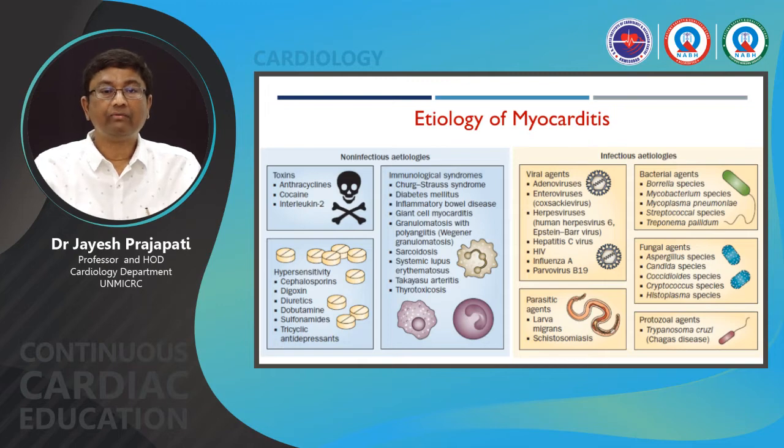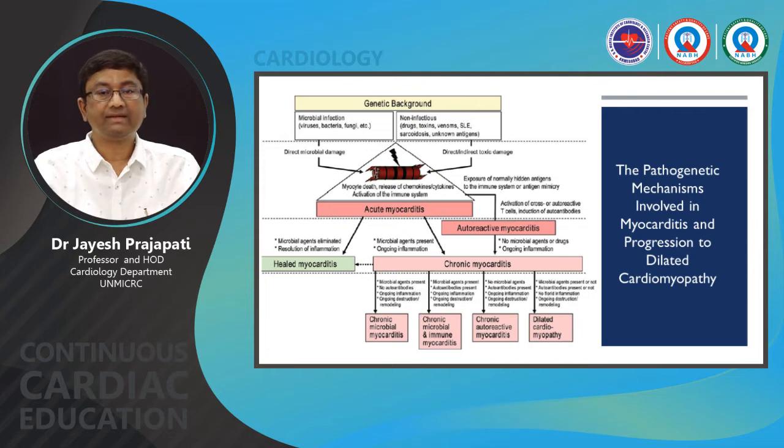While among infectious agents, viral agents like adenovirus, even the recent coronavirus, enterovirus, herpes virus, and HIV can infect the myocardium leading to myocarditis, along with influenza A virus, parvovirus, and Epstein-Barr virus. The parasites include larva migrans or schistosomiasis; bacterial agents include Borrelia species, Mycobacterium species, Mycoplasma pneumoniae, Streptococcus species, and T. pallidum. Protozoa like T. cruzi, Chagas disease, also involve the heart, and fungal agents include Aspergillus, Candida, Coccidioides, Cryptococcus, and Histoplasma species.